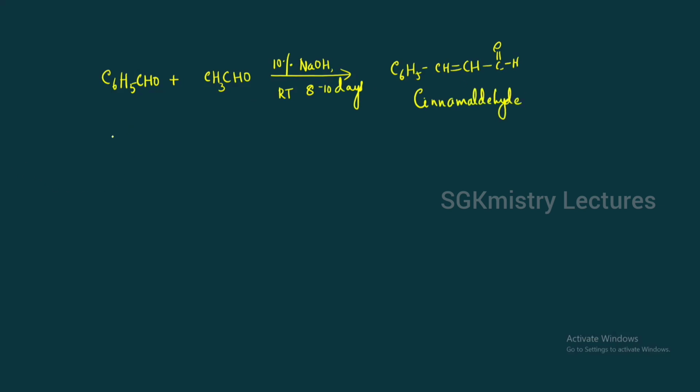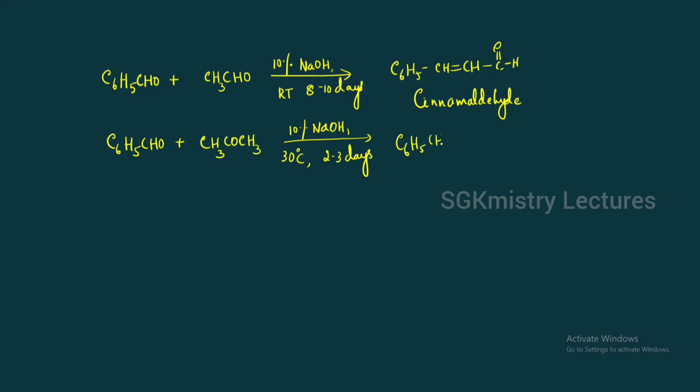Coming on to one more example where C6H5CHO, you're going to take benzaldehyde. Now, instead of acetaldehyde, if I take acetone, CH3COCH3, again 10% NaOH, and here maintaining the temperature as 30 degrees Celsius, and this completes at around 2 to 3 days. So here you're going to get the product C6H5, CH double bond, CH. Same like this, but instead of H, we will have a CH3. So CO, CH3. So this is nothing but benzalacetone, right?